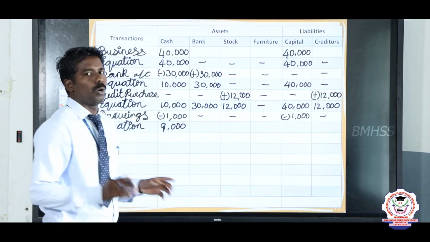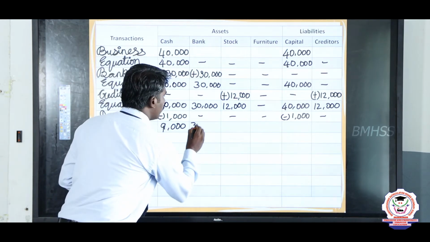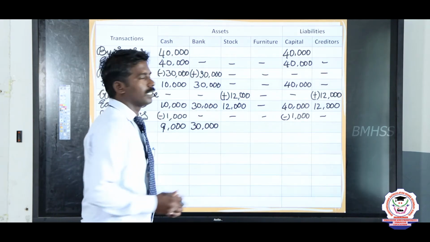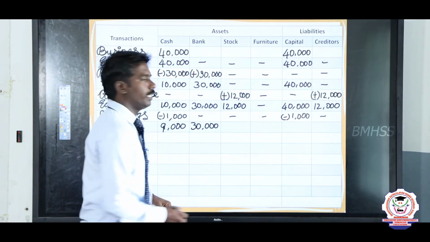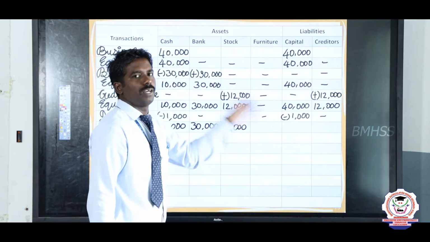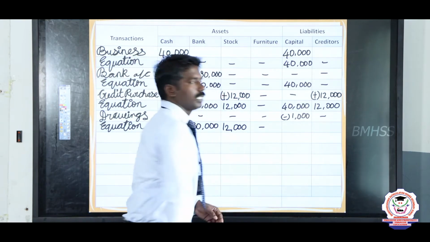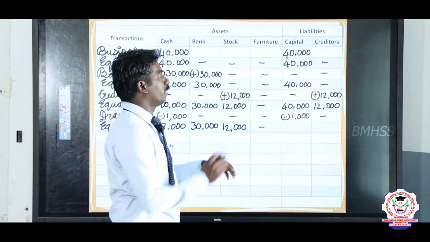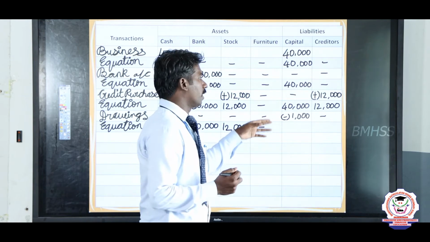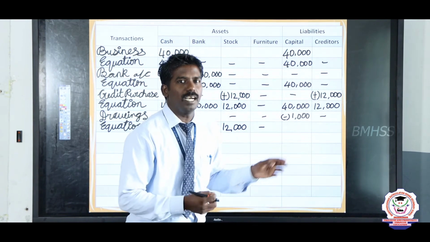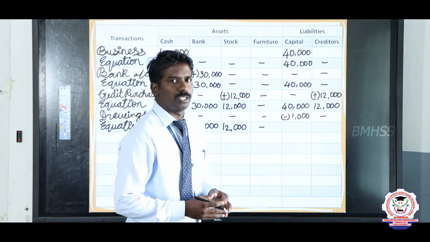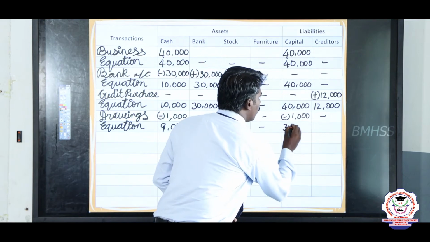The bank column shows only 30,000 rupees. So again we write 30,000 rupees in the bank column. Then move on to the stock column. The stock column shows only 12,000 rupees. So write 12,000 rupees in the stock column. When we move on to the furniture column, no amount is shown. Then move on to the capital column. Already we have 40,000 rupees as capital, but in the last transaction 1,000 rupees was taken by the owner of the business organization, so we deduct 1,000 rupees from 40,000. The available value is 39,000 rupees.